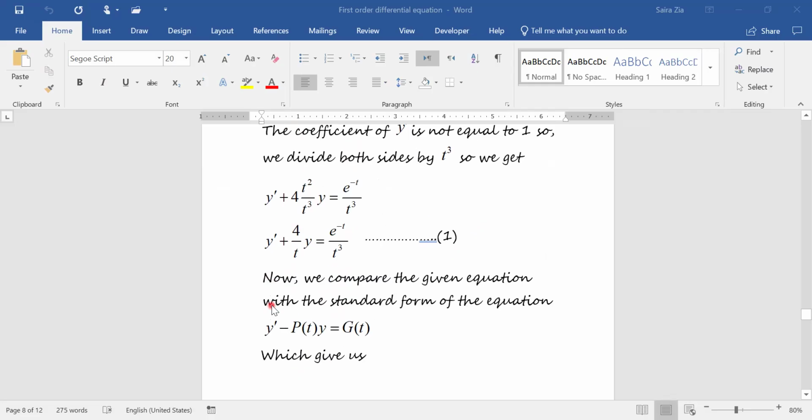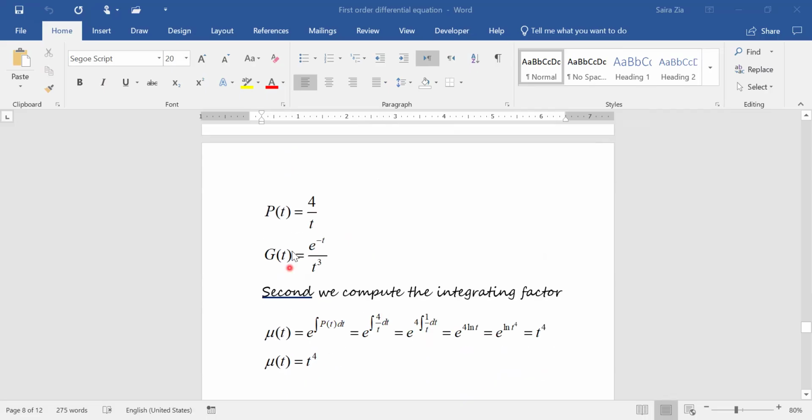And after that we can compare the equation with the standard form, to see what p of t is and what g of t is. So here we can see p of t is 4 over t and g of t is e to the power minus t over t to the power 3.